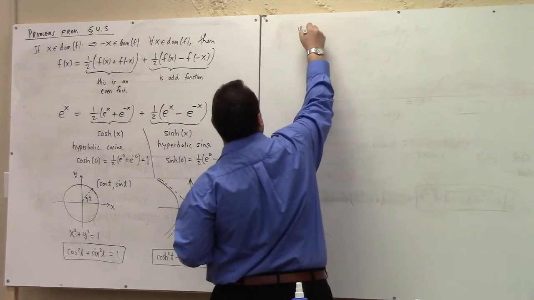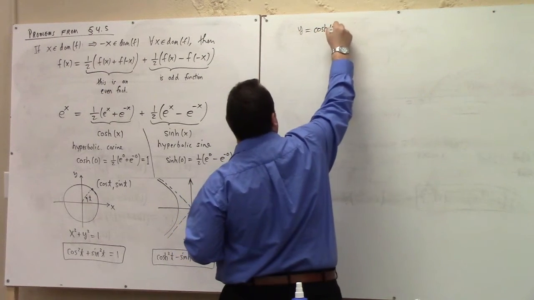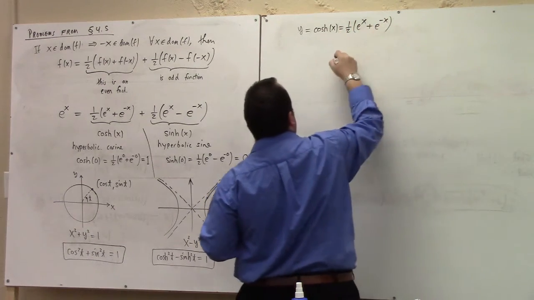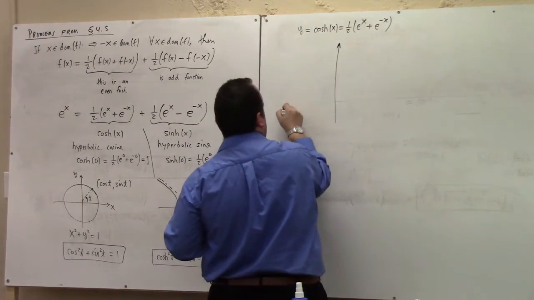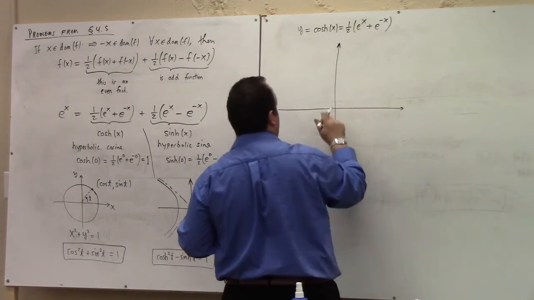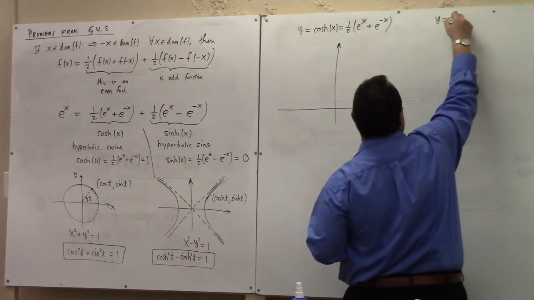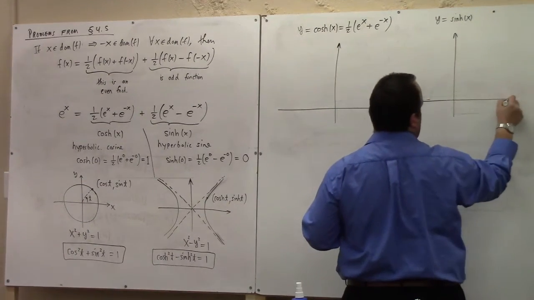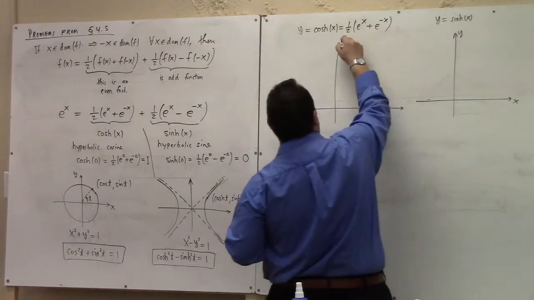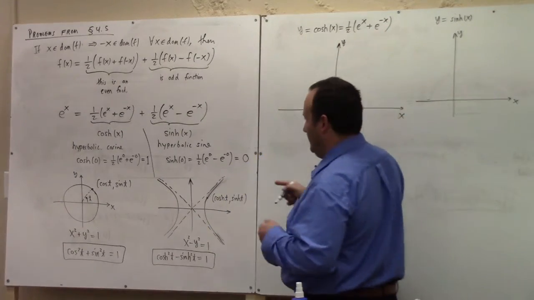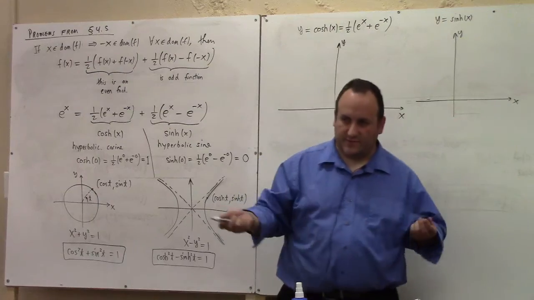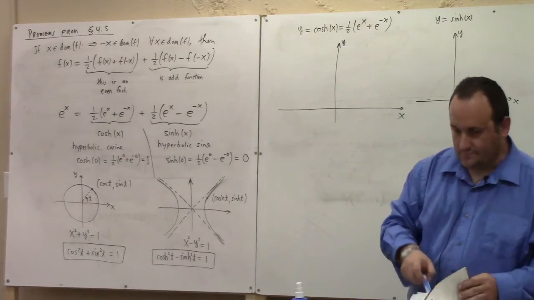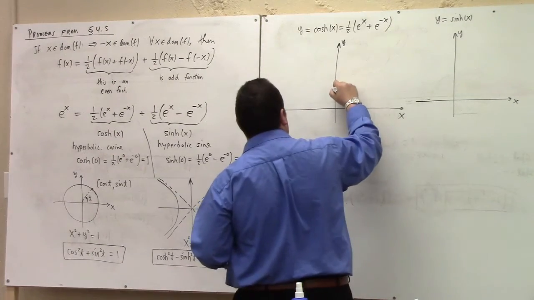So let's look at y equals cosh of x, which is 1/2 e to the x plus e to the minus x. We already know one point on the graph, right? What's the y-intercept? We figured out cosh of 0 is what? It's 1, right? So that means that the y-intercept of the graph is 1. And then what happens?